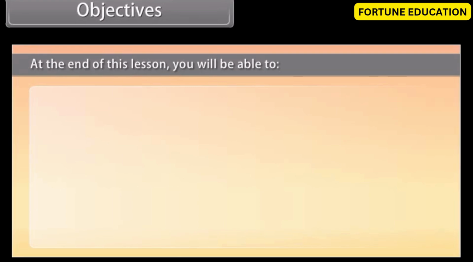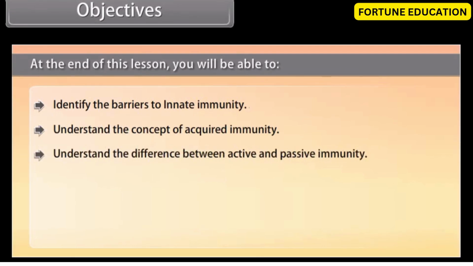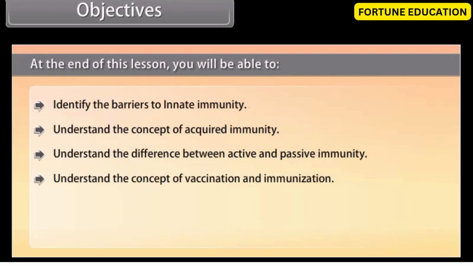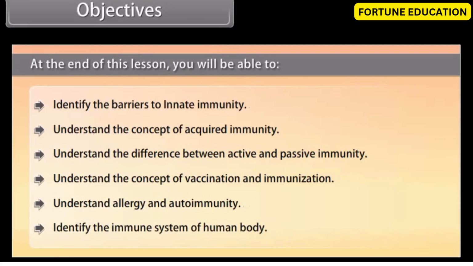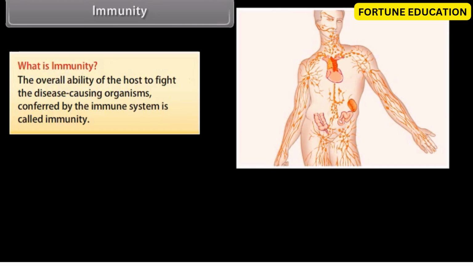Objectives. At the end of this lesson, you'll be able to identify the barriers to innate immunity, understand the concept of acquired immunity, understand the difference between active and passive immunity, understand the concept of vaccination and immunization, understand allergy and autoimmunity, identify the immune system of the human body. Immunity. What is immunity? The overall ability of the host to fight the disease-causing organisms conferred by the immune system is called immunity.